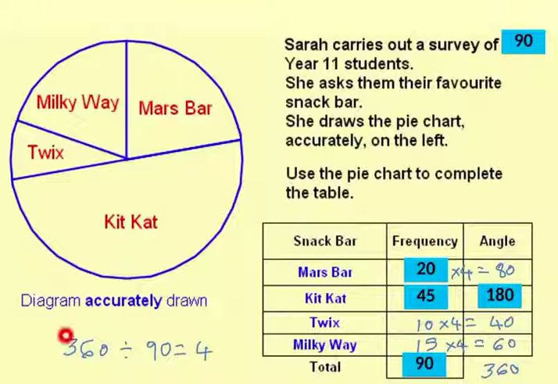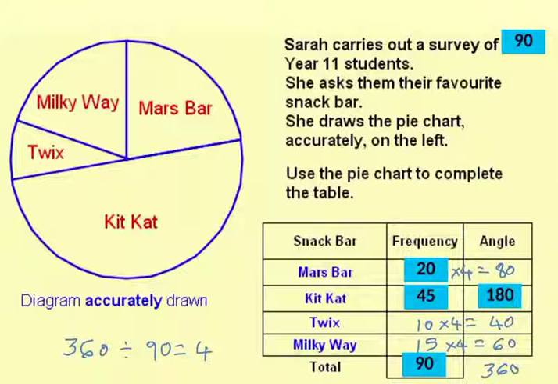The starting point for this question is 360 divided by 90, okay? This 90 is the sum of all these frequencies, which is already provided. So 360 degrees divided by 90 gives me 4. I can now multiply the frequency by 4. 20 times 4 is 80. This is already done for us.